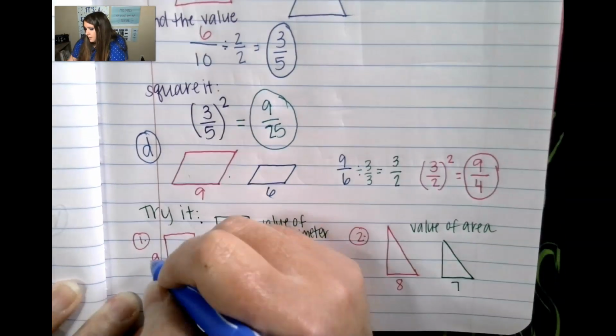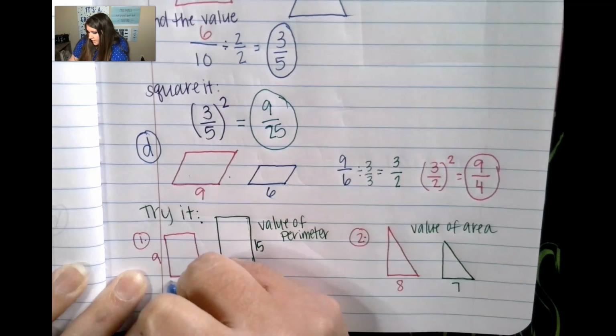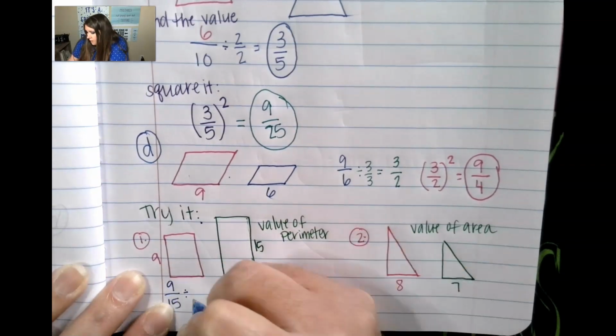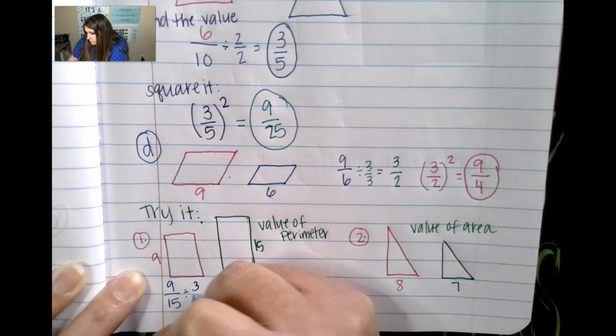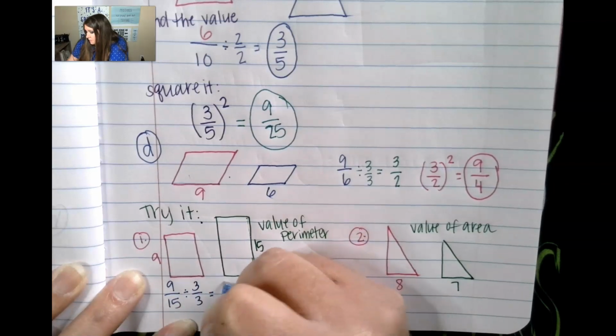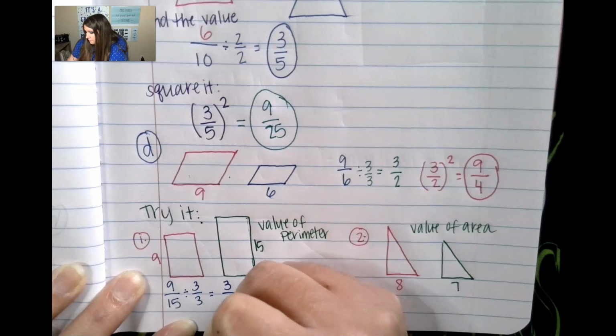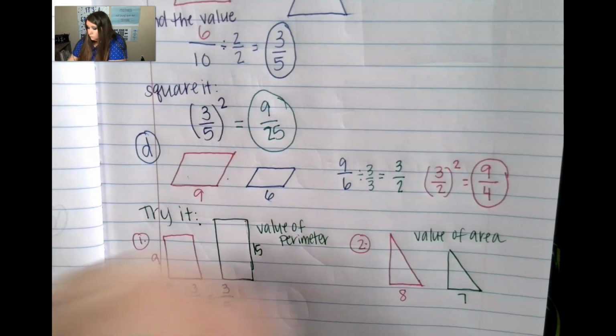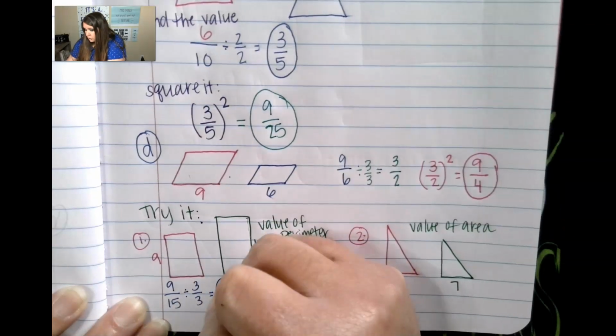All right, so I'm going to make my first ratio here, and it is 9 over 15. I'm just going to divide the top and the bottom. I know 3 goes into both of these, so that gives me 3 over 5. So the value of my perimeter is 3 over 5. How did you do on that one?